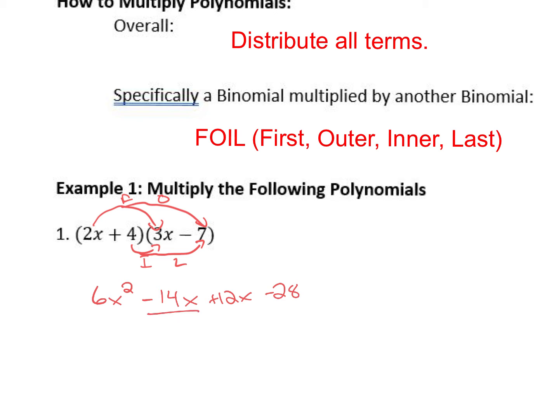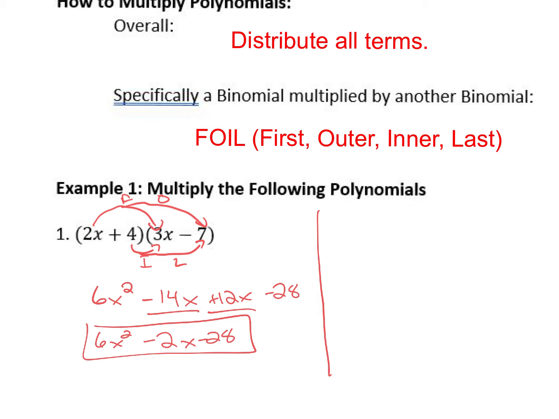Now, as you can see, we still have some like terms like we've been practicing, and we want to make sure that we combine them. So negative 14 plus 12 would leave us with a negative 2x minus 28. And there we just multiplied those two polynomials.